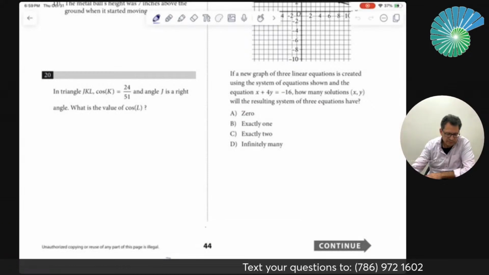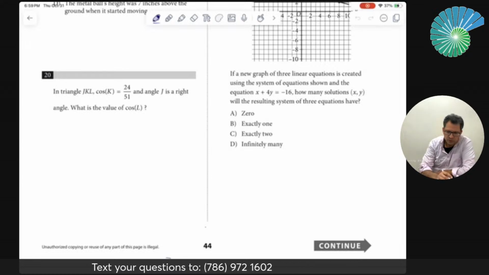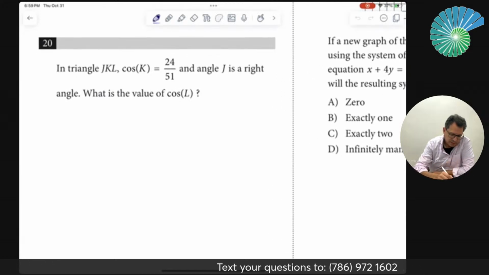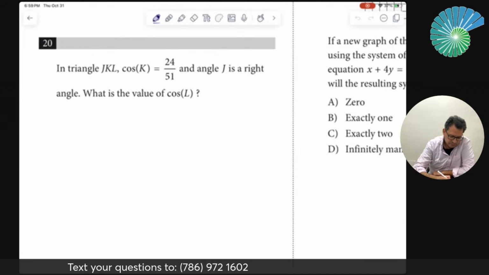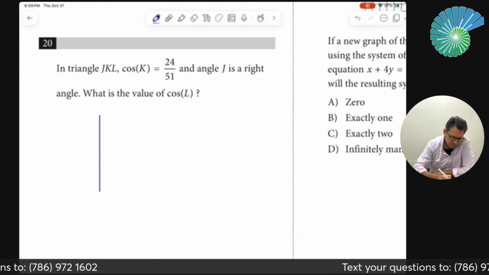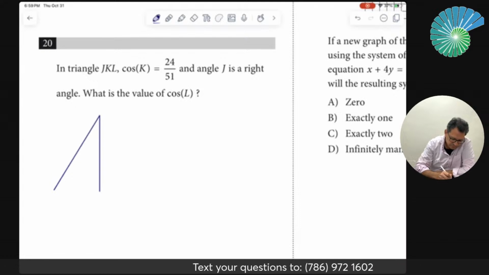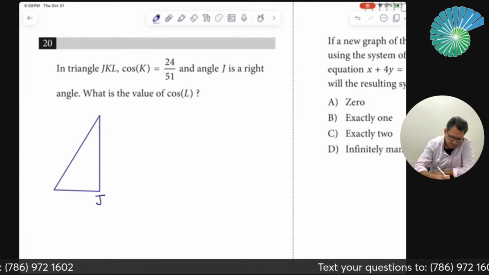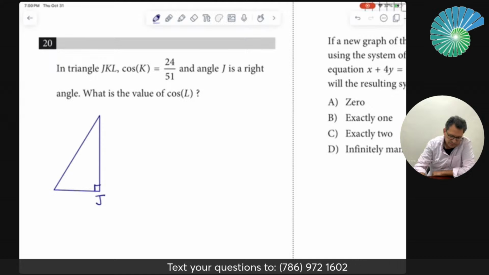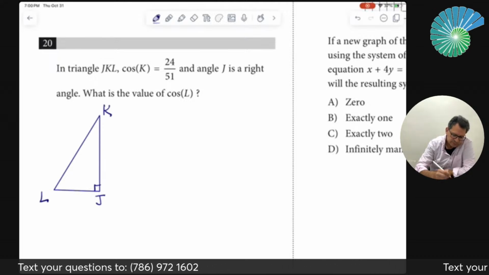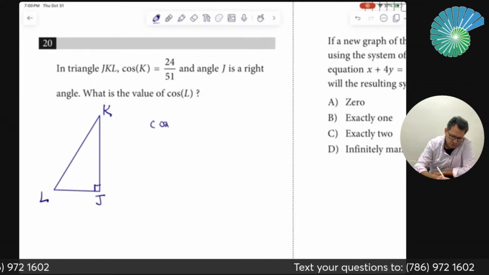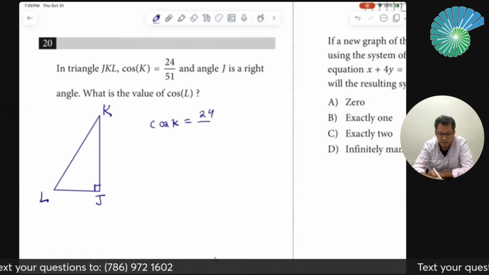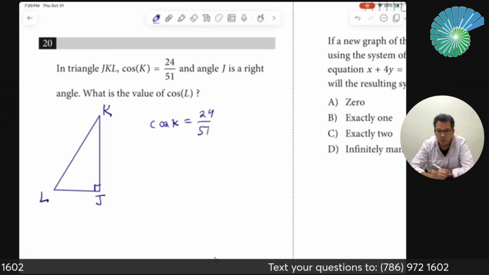One of the topics we will address has to do with trigonometry. So, question 20, as you can see, says that the cosine of k is 24 over 51.